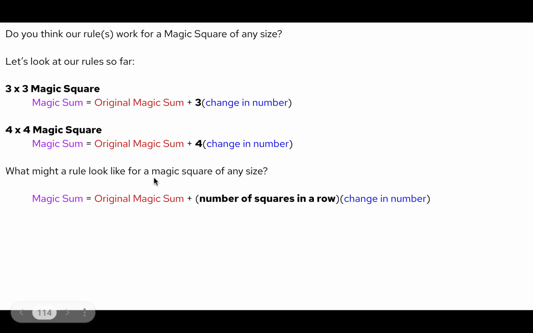Well, again, the magic sum is going to be the original magic sum plus, and instead of a 3 or 4, it's the number of squares in a row. Because there's 3 squares in a row in a 3 by 3, and there's 4 squares in a row in a 4 by 4. So the number of squares in a row, and again, we're going to multiply that by the change in number.